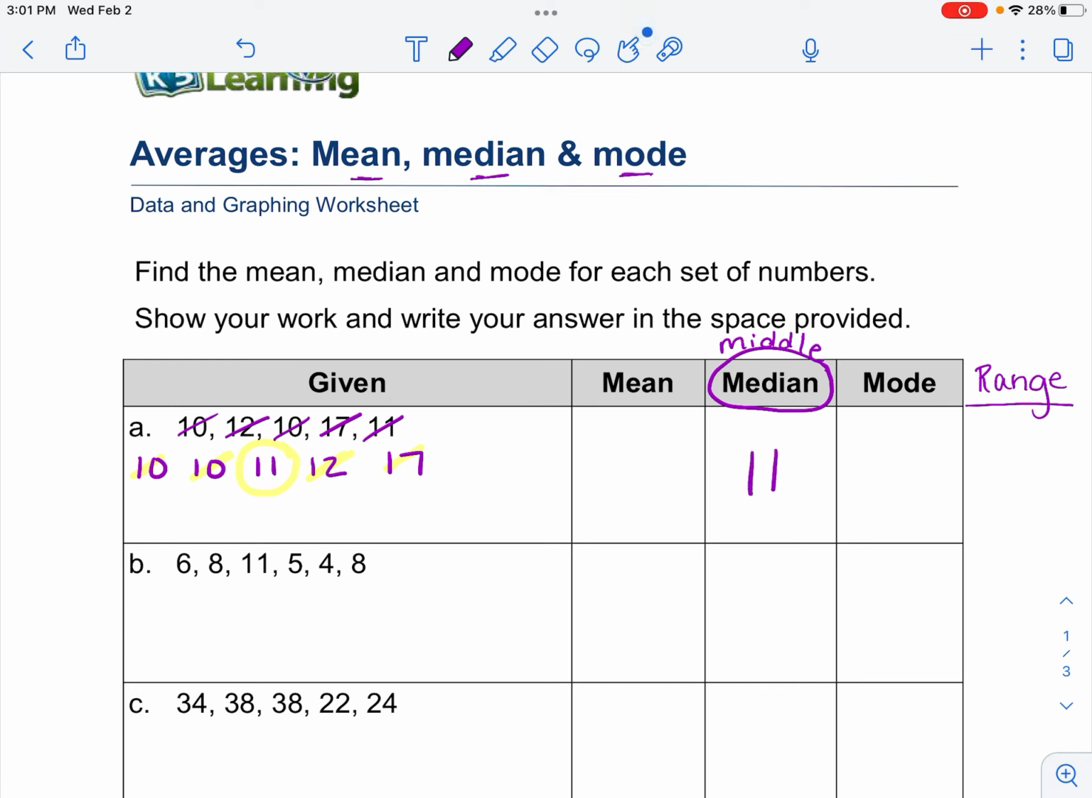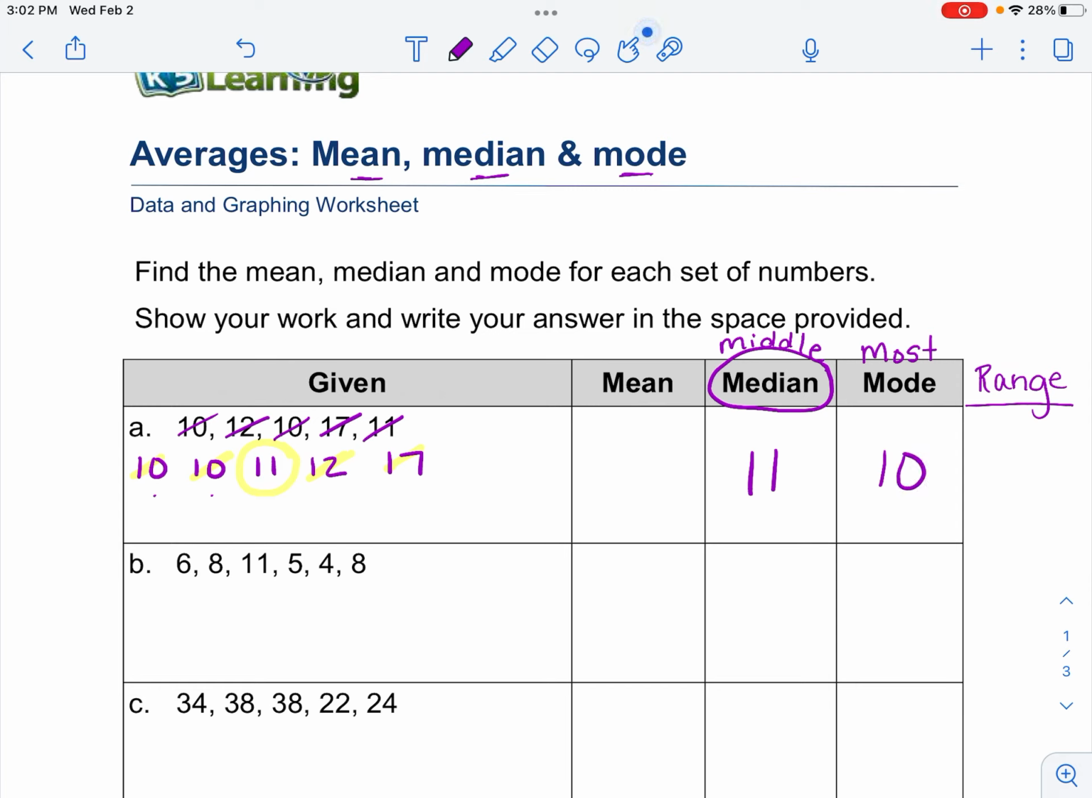The second easiest one is mode. Mode is most. It's the number that you see the most. Sometimes it's a tie. So sometimes mode might be two numbers because they both appear the same amount of times. Okay, so what I see here is that 10 is the only one that appears twice, and the rest of them only once, so the mode is 10.